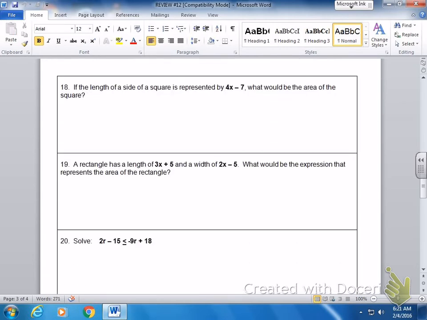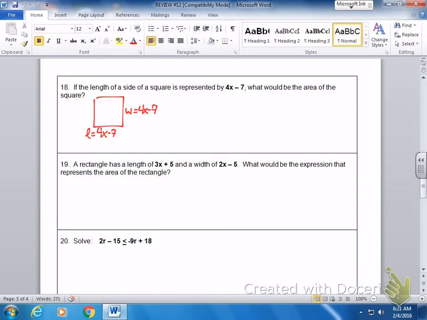Number 18, we're just going to talk about for just a second. 18 and 19 are very much the same. It says the length of a square is 4x minus 7. What's the area? Well, guys, if I have a square and this side is 4x minus 7, like the length, that also means that my width is the same thing because it's a square.